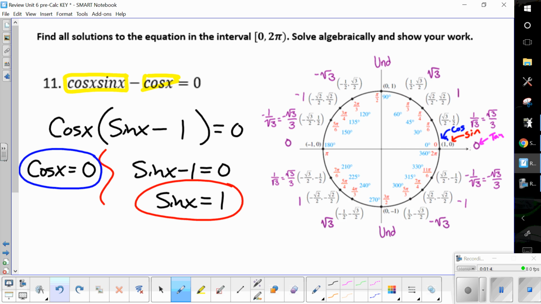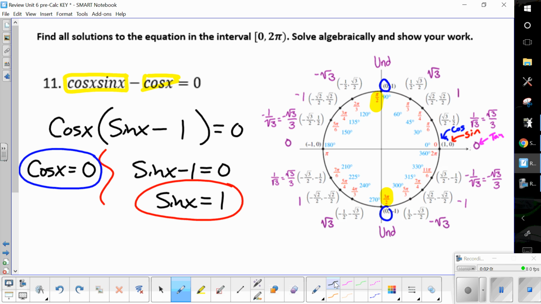Okay, now this is a little different than the last few problems because you'll notice I'm looking at two different things. On the left, I'm looking for cosine. On the right, I'm looking for sine. Now, cosine is always the first coordinate. I'm looking for a 0 in the first coordinate position. I notice one right here, and I notice one right here. Okay, the angle measures that go with that would be pi over 2 and 3 pi over 2.